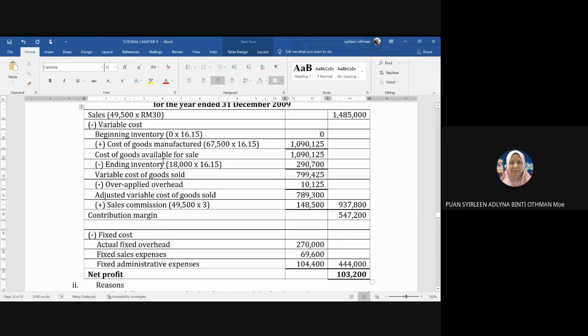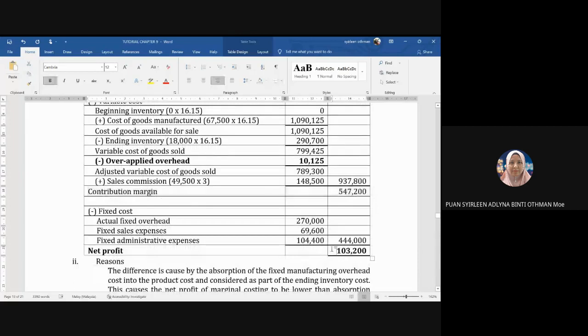Okay, alright, so now you dah dapat variable cost of goods sold, you need to do the adjustment. It's over applied, that means you need to minus 10,125. You get your adjusted variable cost of goods sold. Okay, kita only have one variable expense, which is your sales commission. So kita dapat contribution margin with the amount of 547,200 ringgit. Okay, so kita akan dapat net profit of 103,200 ringgit.